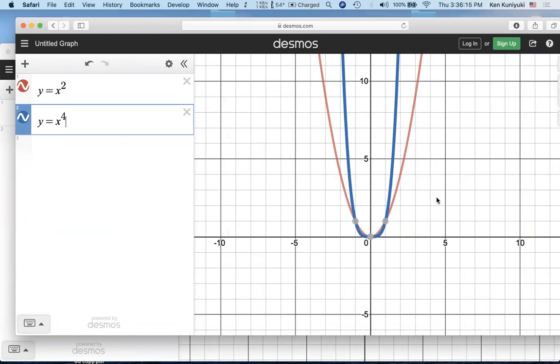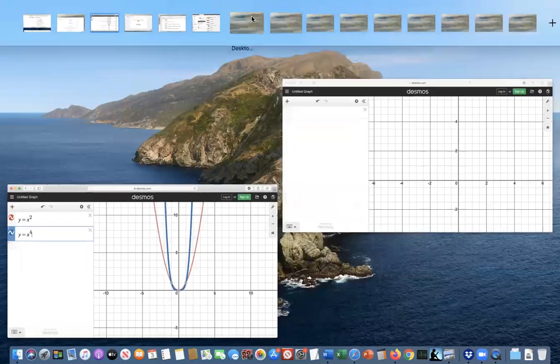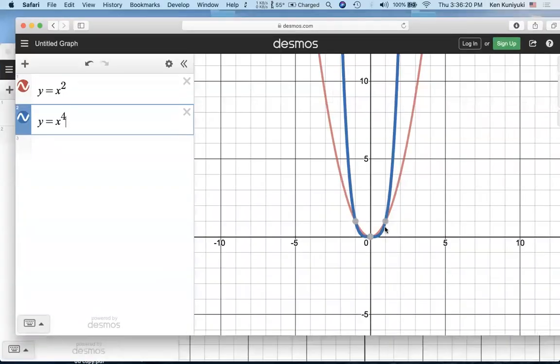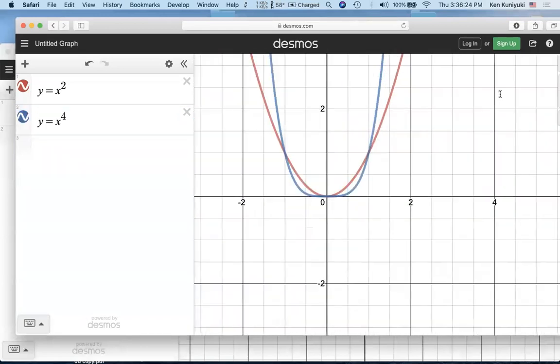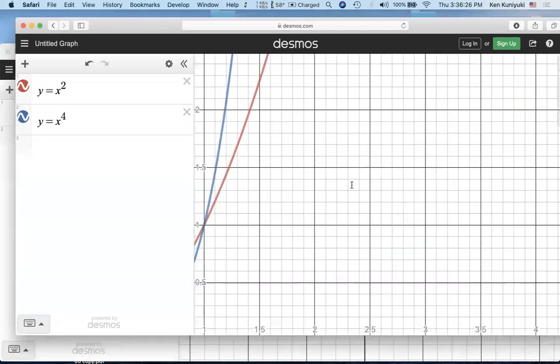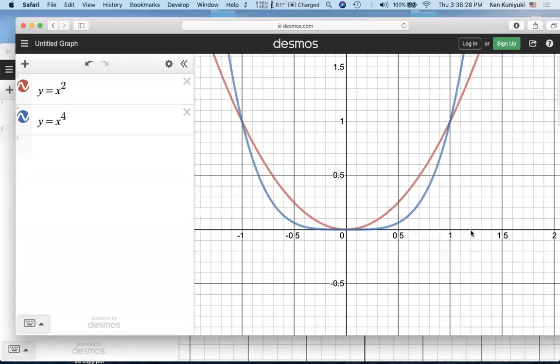But if we zoom in, we may be getting more of a surprise once we zoom in. Take a look what happens. Look at this. This might surprise you. If we zoom in close enough, close to x equals 0, specifically between -1 and +1, notice that the blue graph actually lags below the red graph.